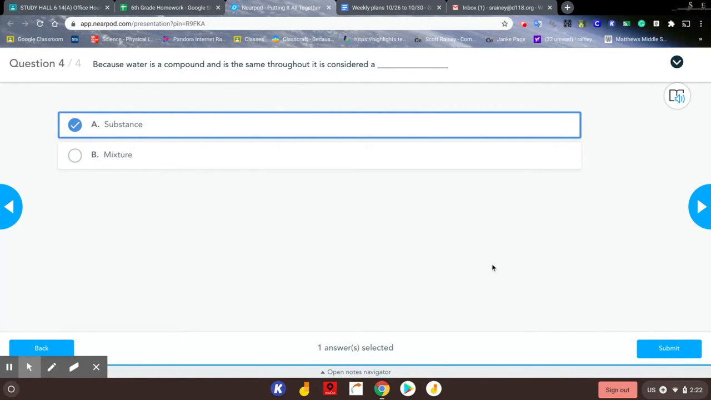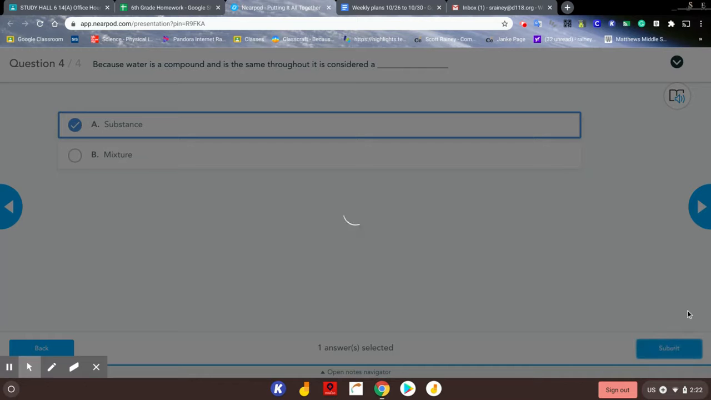If it has no subscript, that means every molecule only has 1 of them. And because water is a compound and is the same throughout, it is considered a substance. Elements and compounds are substances.